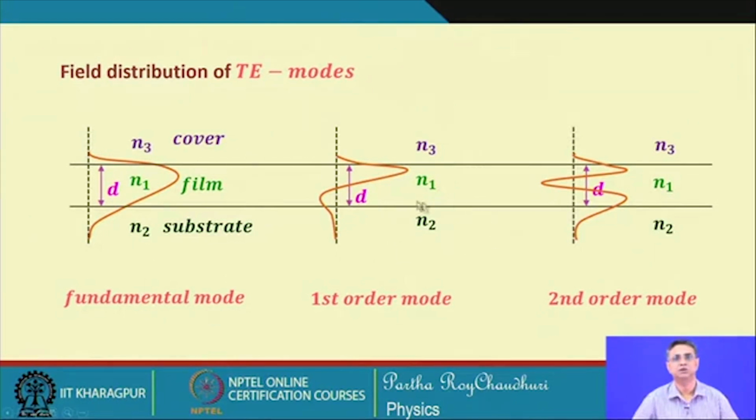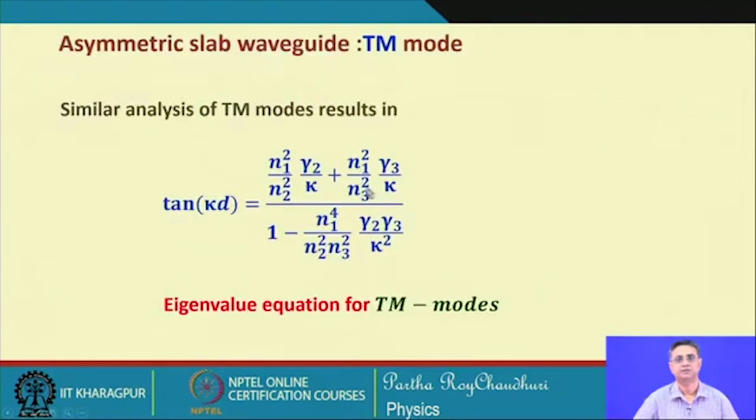So, this is how the modes are excited in the asymmetric waveguide. Wherever there is a refractive index contrast, the electromagnetic waves react, and you get a sharp change in the field profile when there is a very high contrast at the interface.